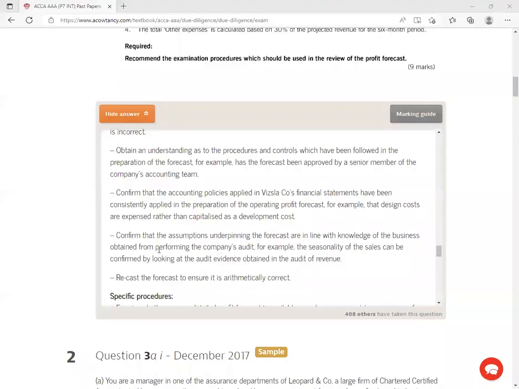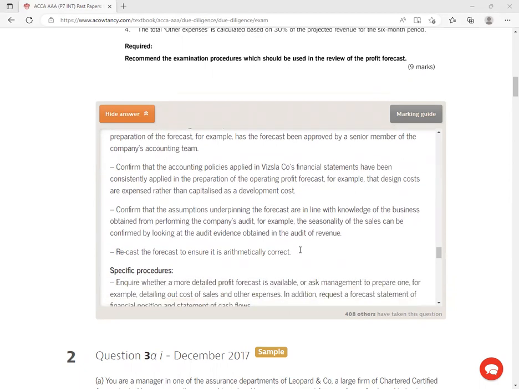Great. Confirm that the assumptions underpinning the forecast are in line with the knowledge of the business obtained from performing the company's audit. For example, the seasonality of the sales can be confirmed by looking at the audit evidence obtained in the audit of revenue. Recast. Recast means what? Recalculate the forecasted figures to ensure that they are arithmetically correct.